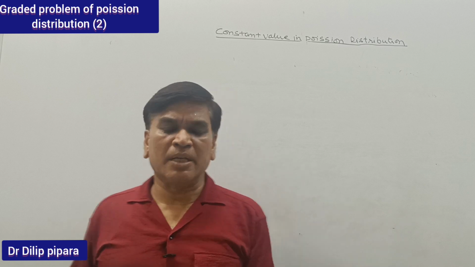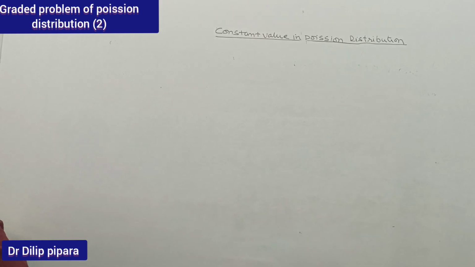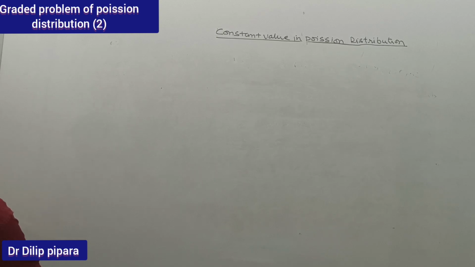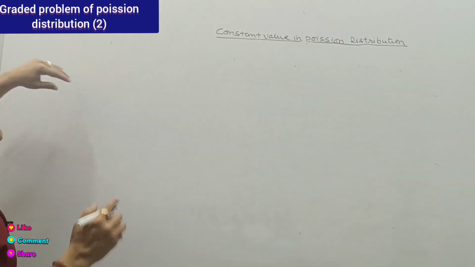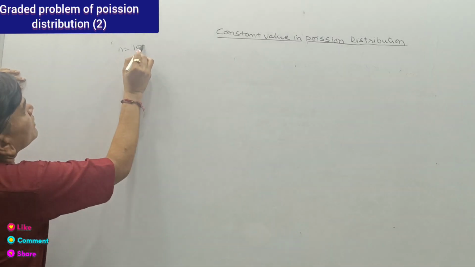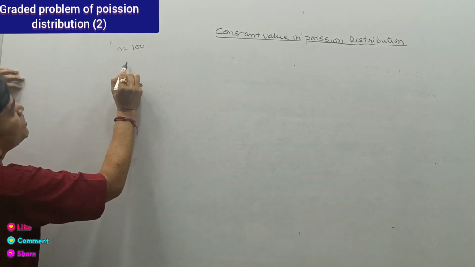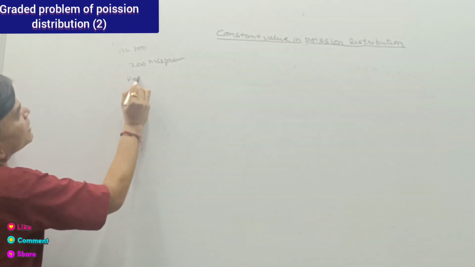So the very first question related to the Poisson distribution: one book contains 100 misprints distributed in 200 pages. What is the probability that a page observed at random has at least 2 misprints? Okay. One book having 100 pages and the number of misprints is 200.